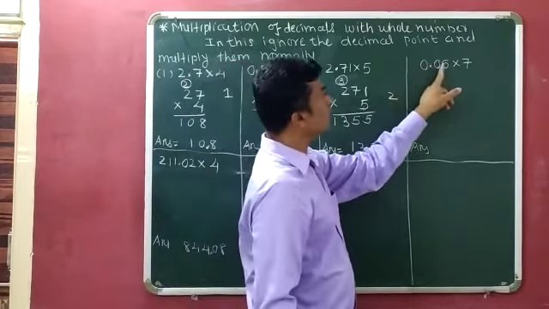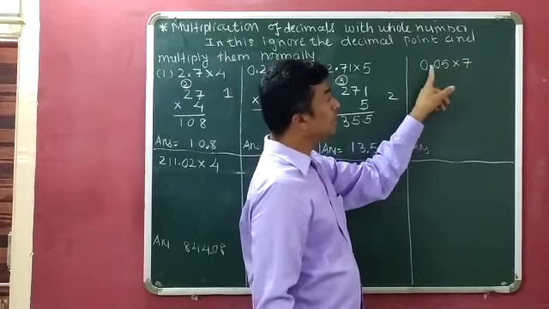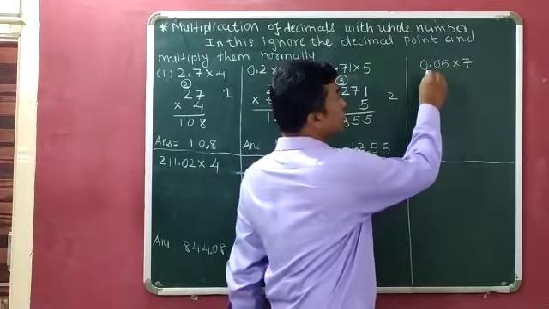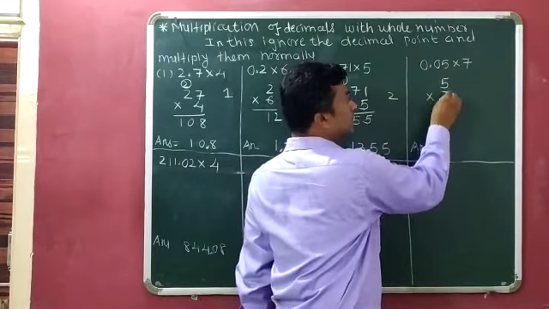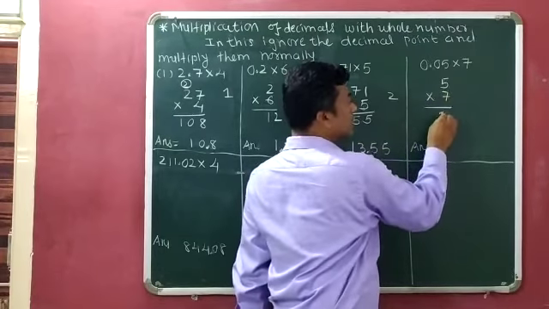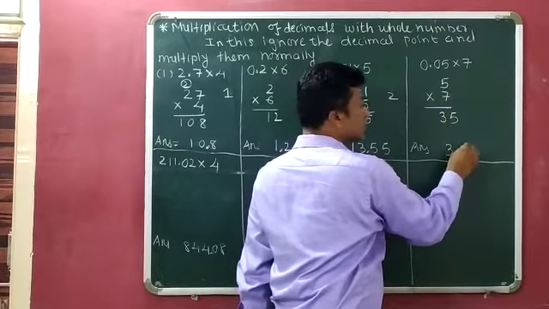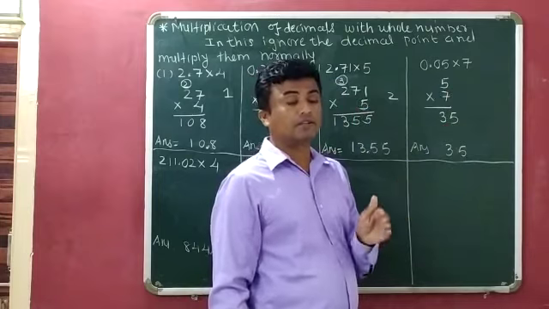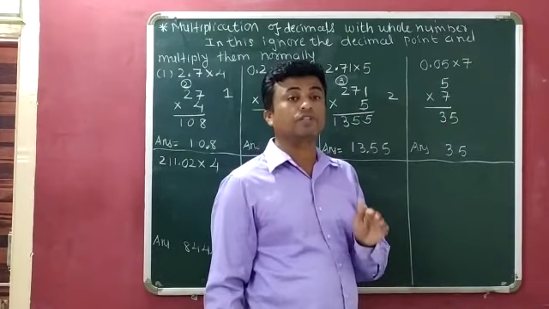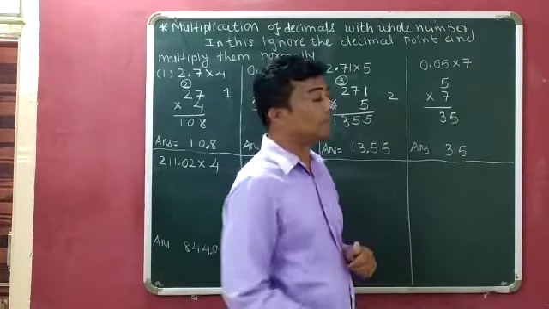Now next, 0.05 multiply 7. If we ignore the decimal point, then 0.05 we can write as 5 and multiply with 7. So see, 5 7s are 35. So the answer is 35. Now see here, to write the decimal point in the answer, we will count the number of digits which are available after the decimal point.